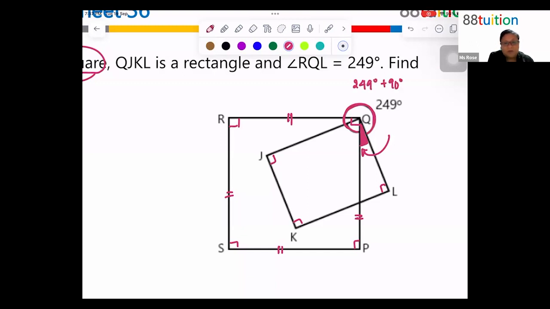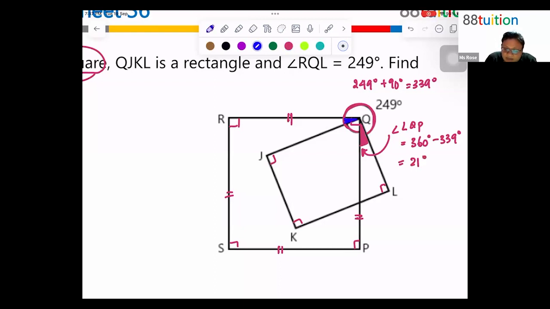Now, for those of you who are not able to do this question, let me see who is not able to do this question. Kian. Okay, Kian, just take note. So you have 249 plus 90 to give me 339 degrees. So to find this angle here, which is angle LQP, we go 360 minus 339 to give me 21. So this shaded angle here is 21.